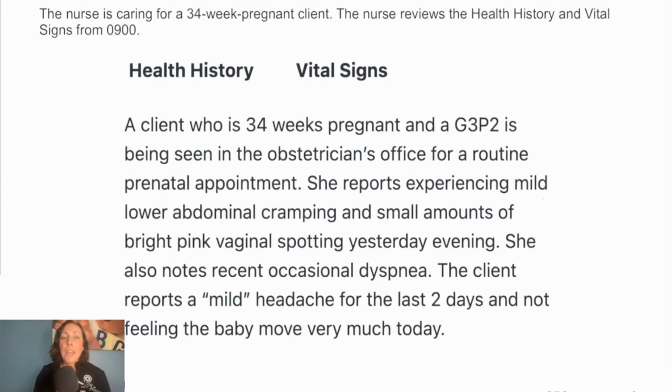Okay, so here we have our data tabs. We have a nurse caring for a 34-week pregnant client. The nurse reviews the health history and vital signs from 0900. In our health history, we see a client is 34 weeks pregnant, a G3P2, and being seen in the obstetrician's office for a routine prenatal appointment. She reports experiencing mild lower abdominal cramping and small amounts of bright pink vaginal spotting yesterday evening. She also notes recent occasional dyspnea, and the client reports a mild headache for the last 2 days and not feeling the baby move very much today.